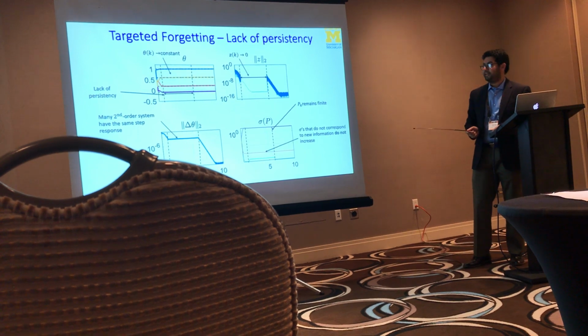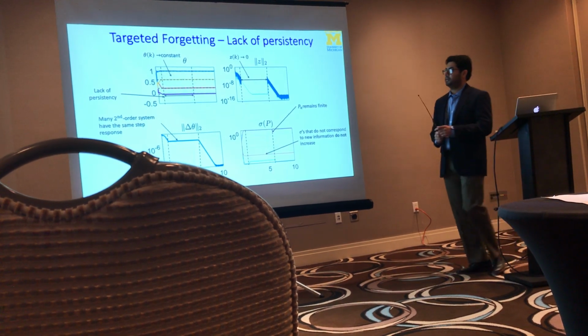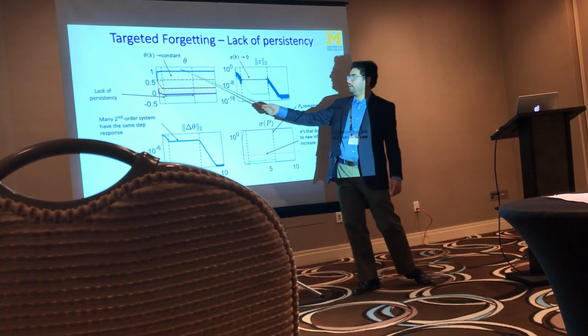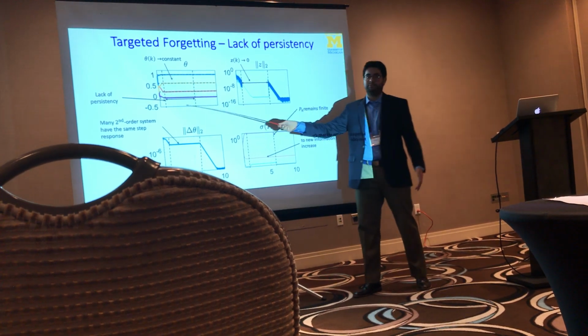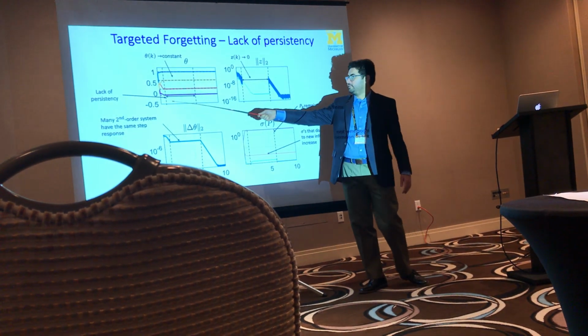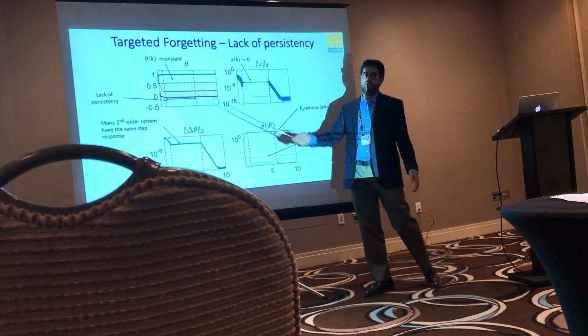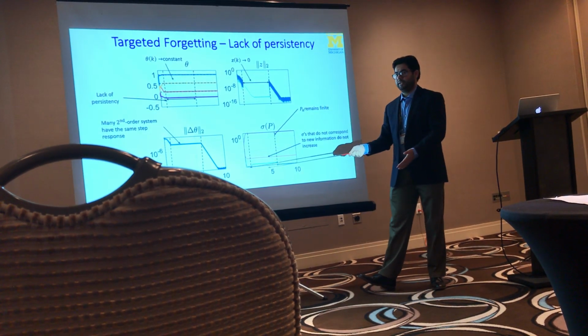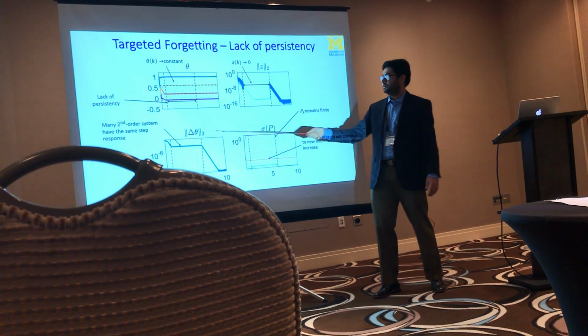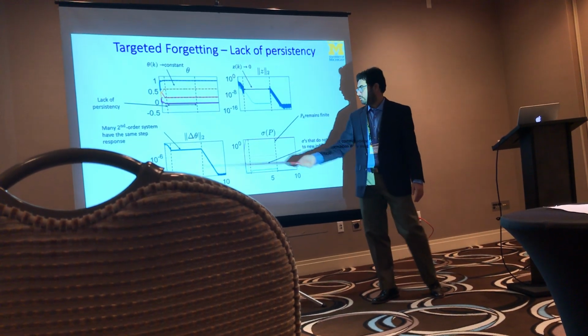But how does targeted forgetting work here? So for this part, for the first 10,000 steps, we see the same behavior. For the next 50,000 steps, when the data is not sufficiently exciting, you see the same behavior. It converges to a system which produces the same step response. Error goes to 0. Delta theta converges to a constant point.